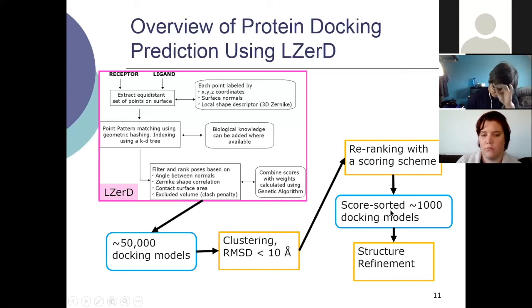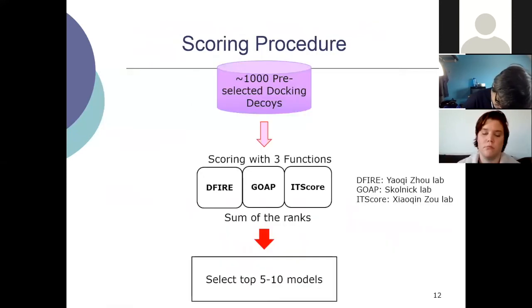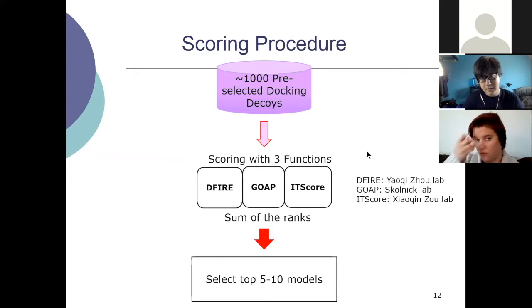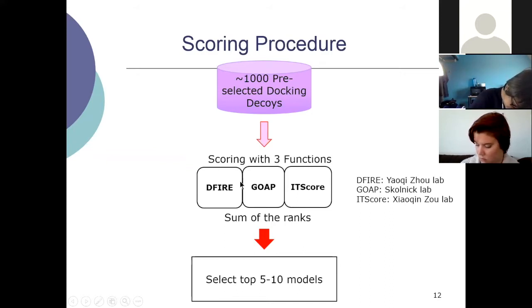Okay, yeah. I'll talk about the scoring here. For scoring, we can also use a molecular mechanics force field like the CHARMM potential or the AMBER potential, and we also tried that. Practically, that works fine. But the score we are currently using is a so-called knowledge-based statistical potential. We use three such scoring functions: the DFIRE potential, the GOAP potential, and the ITScore potential. Those were developed by different labs.